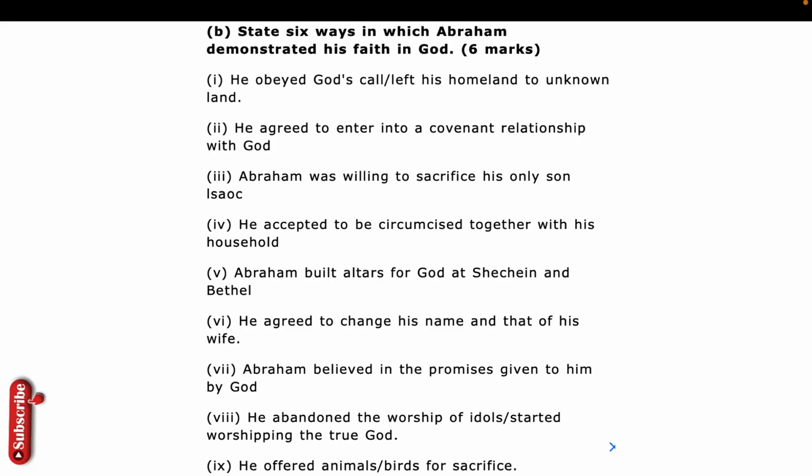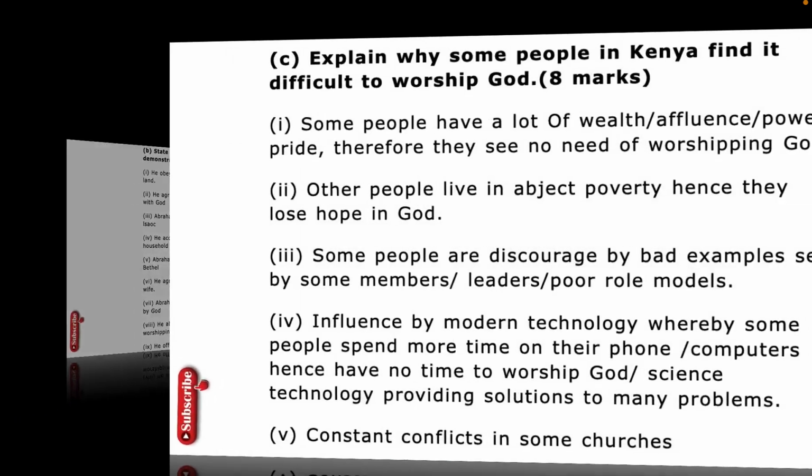Abraham built altars for God at Shechem and Bethel. He agreed to change his name and that of his wife. Abraham believed in the promises given to him by God. He abandoned the worship of idols and started worshiping the true God. You can either say he abandoned the worship of idols, or you can say he started worshiping the true God. He offered animals for sacrifice. He also offered birds for the sacrifice.